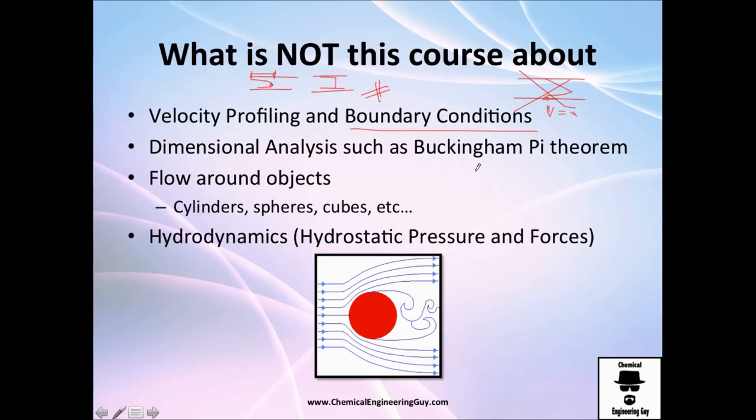Also, dimensional analysis, such as the Buckingham pi theorem. No, actually we just use this for Reynolds number and relative roughness. And you don't actually need to know where these numbers come from. You just need to know how to calculate them.